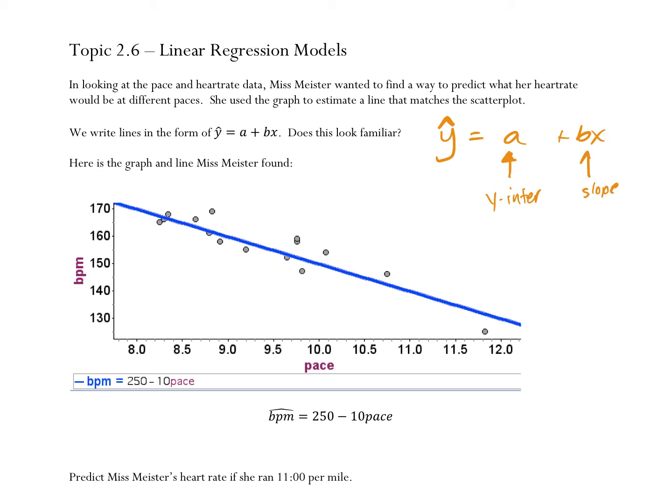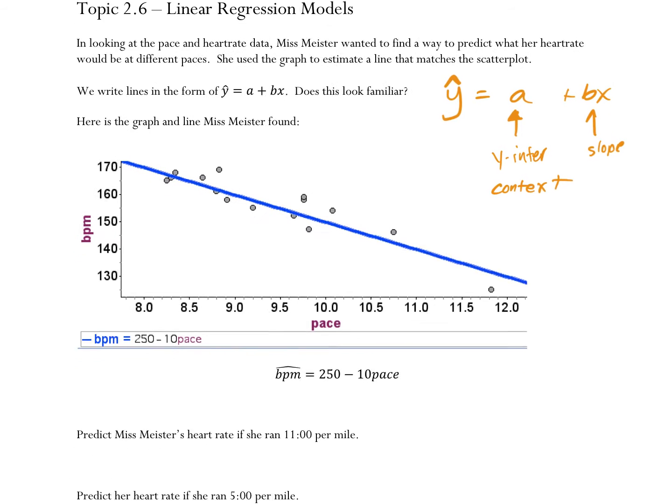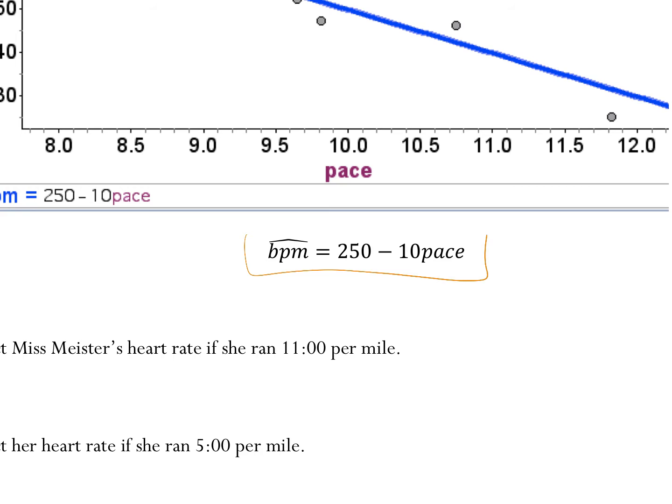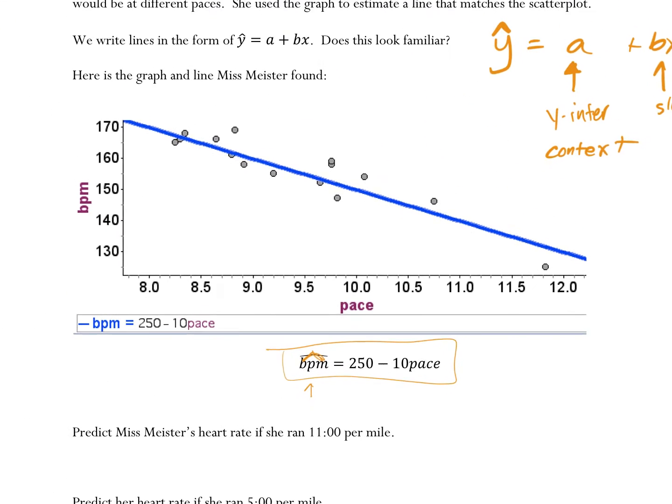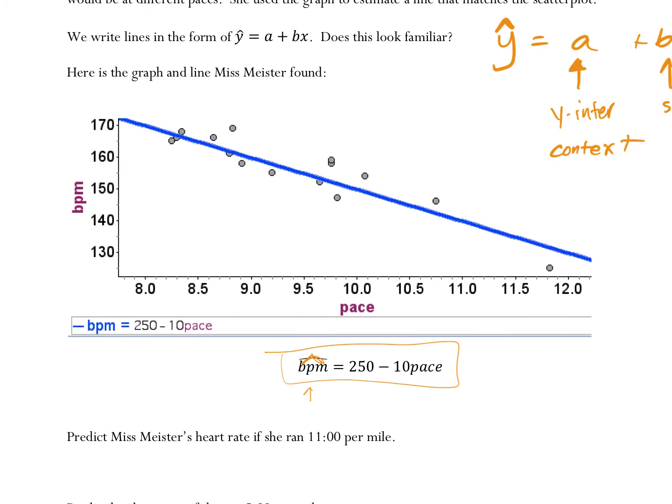The other thing we need to do is somehow include context. My favorite way to do that is to write the equation like this: my y value with the hat, and I just write the context straight into the equation, is equal to 250 minus 10 times the pace. Now, I am not proclaiming that this is the best fitting line. This is a line Miss Meister made up when she was just trying to eyeball what's going on here. So when you look at this line, how did I do?